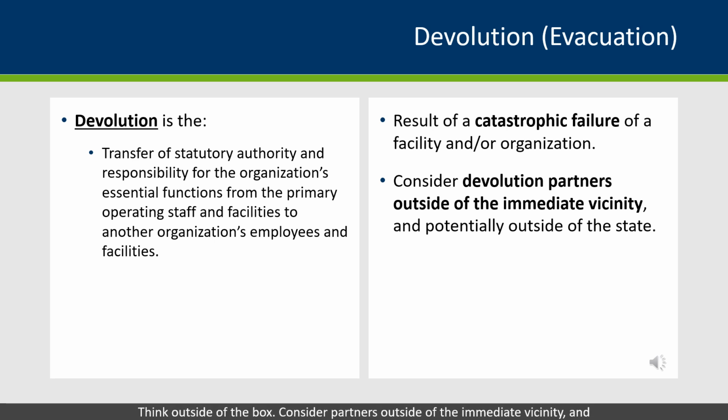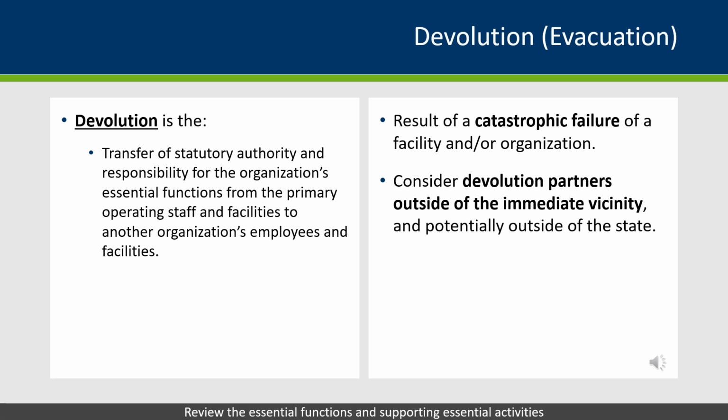Think outside the box. Consider partners outside of the immediate vicinity and potentially outside of the state. Collaborate with partners. Talk with local emergency managers, public health, and healthcare coalition representatives. They have extensive local and state networks, which may support the organization's devolution planning.